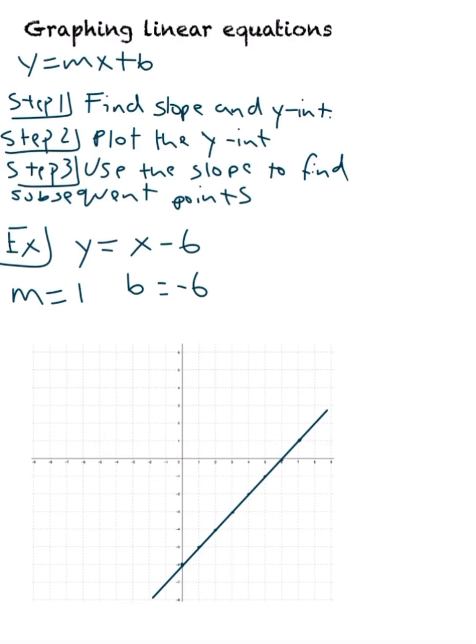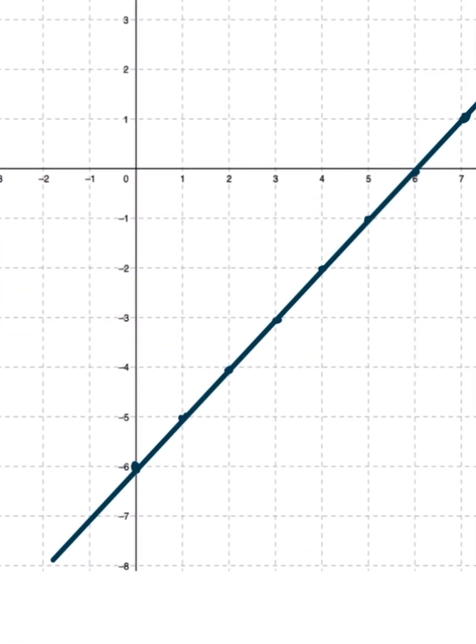If we try the very first one, y equals x minus 6, that means that in this general formula, the slope is going to be represented by m, and the y-intercept is going to be represented by b. So in our example, the m would be represented by the 1 in front of the x, and our y-intercept would be represented by negative 6. So if you plot negative 6, you're going to use the slope to find the other points on the line.